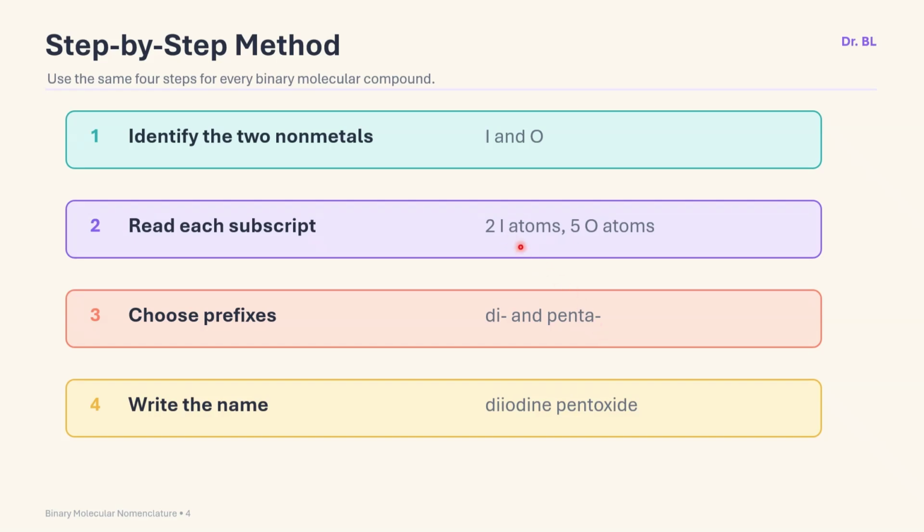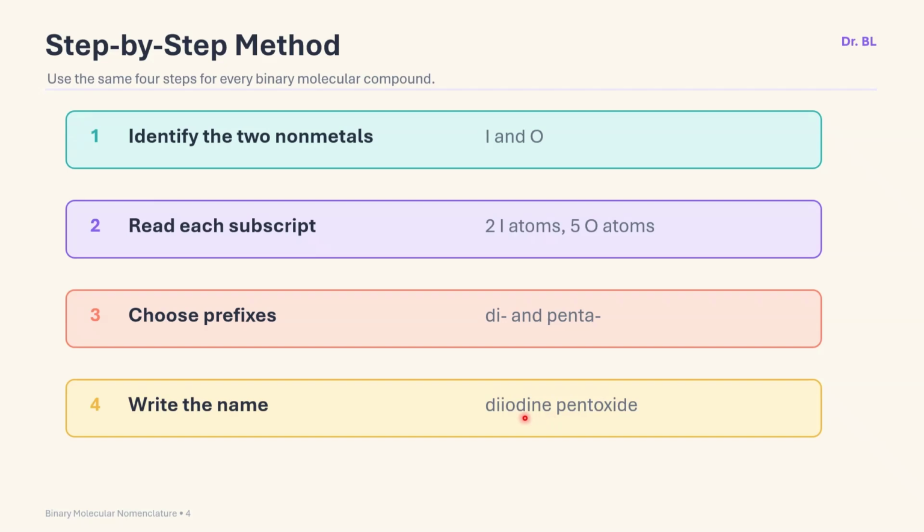The first nonmetal we name with the same element name, that is iodine. However, for the second nonmetal we use the ide ending. So oxygen becomes oxide, and nitrogen becomes nitride, sulfur becomes sulfide. The second nonmetal is only used in the ide form.